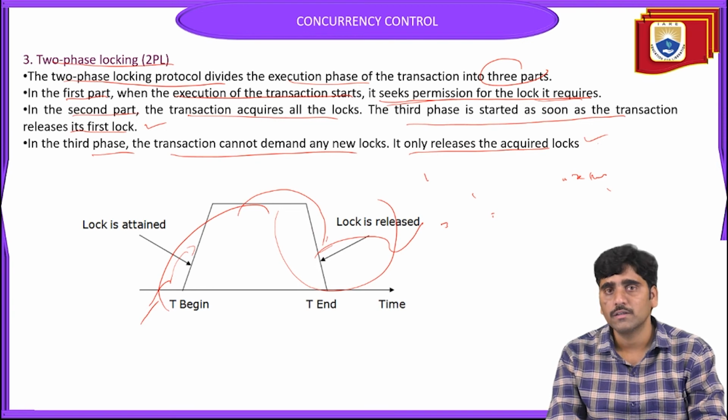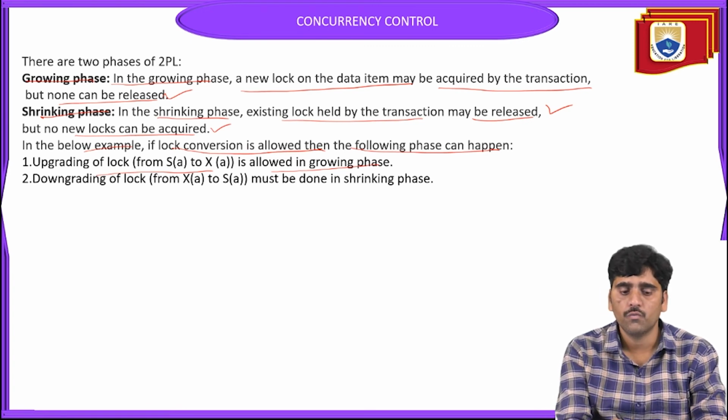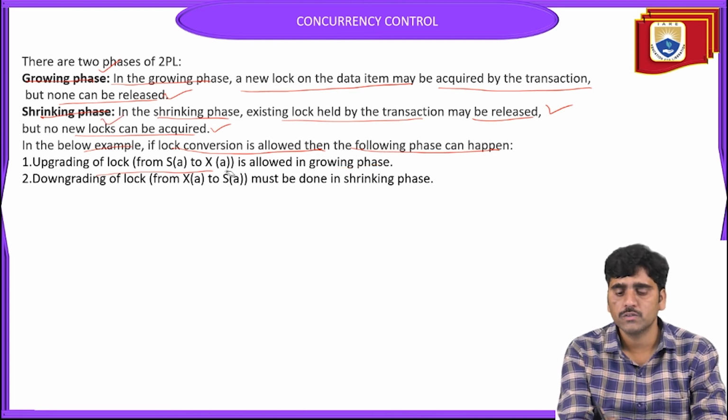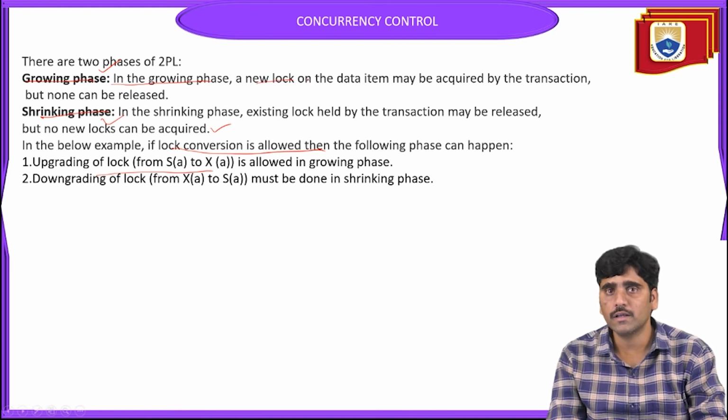But here the locks are released without committing the data, without committing the transaction. And there are two phases in this two-phase locking protocol. One is the growing phase and the second one is the shrinking phase. The growing phase shows that a new lock on the data item may be acquired by the transaction. It requires a new lock, but it cannot release any. So it is requiring new locks, but it cannot release them.